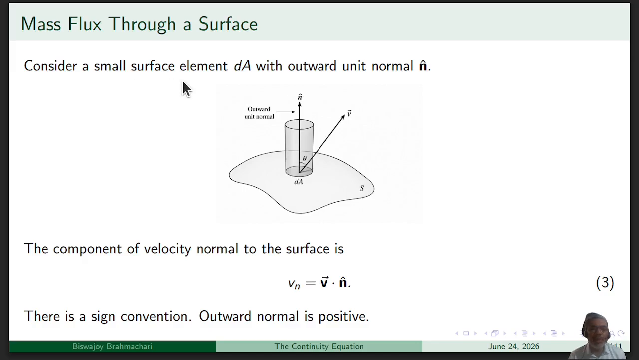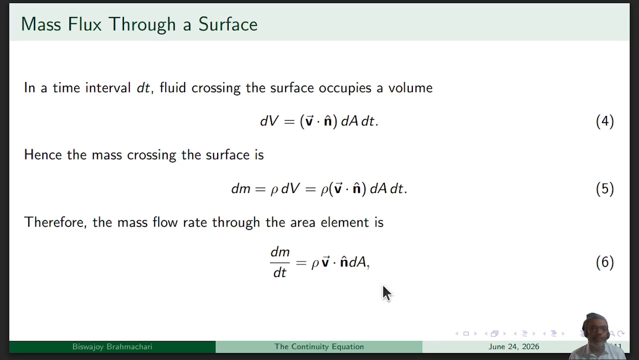Consider a small surface element dA with outward unit normal n. The component of velocity normal to the surface will be v dot n. But here there is a sign convention. When n is the outward normal, it is considered the positive normal. Now let us understand mass flux through a surface.